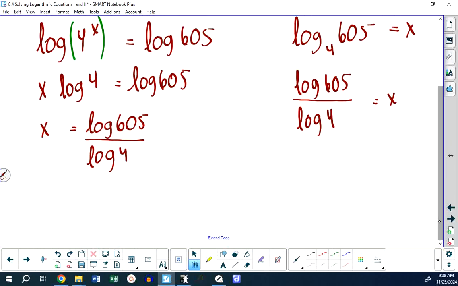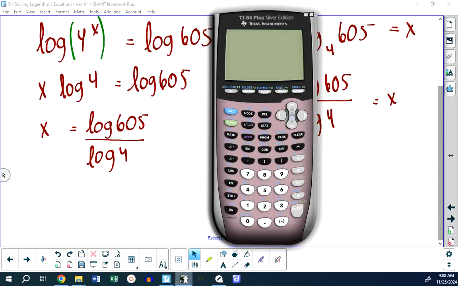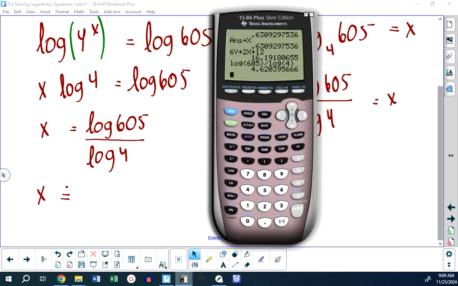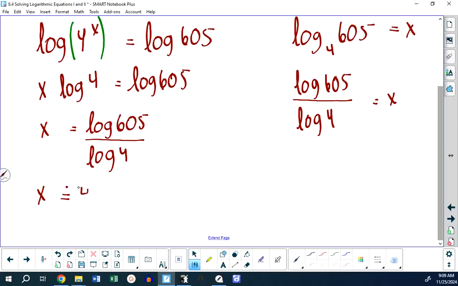So there's the answer. And if you want to know the value of that, then you can take your calculator and take the log of 605 divided by the log of 4. Well, I misspoke. We're not actually finding the value. We're finding a decimal approximation of the value. The value of it is log 605 over log 4, period. But as a decimal approximation, maybe for a numerical response question, x is equal to approximately 4.62.